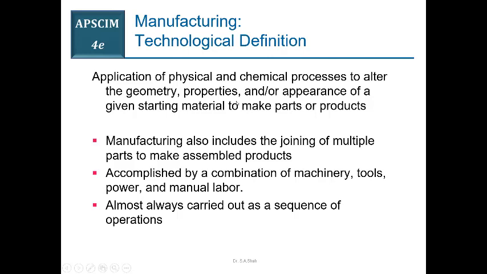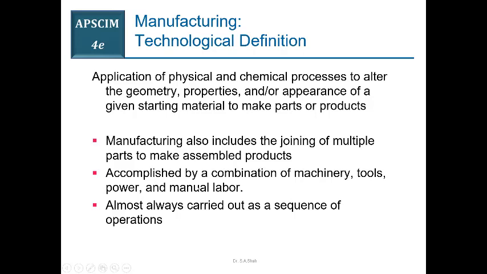And normally when you talk about transformation, it may also cover the joining processes, like for example electric arc welding or oxyacetylene gas welding. So any welding process that is used to make any product will be a manufacturing activity. So manufacturing also includes the joining of multiple parts to make the assembled products.